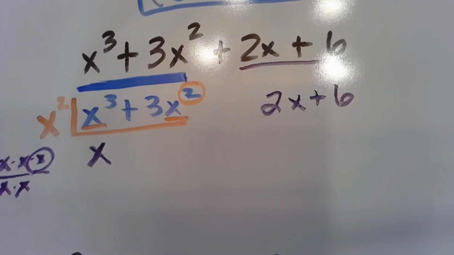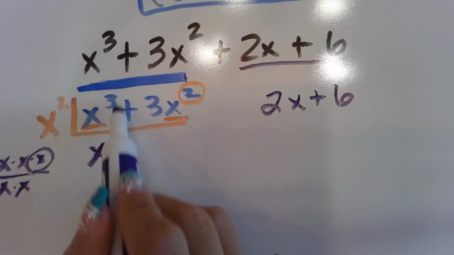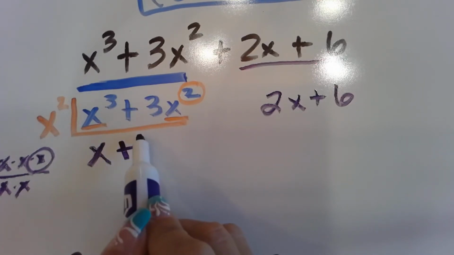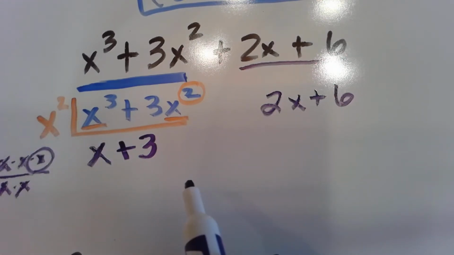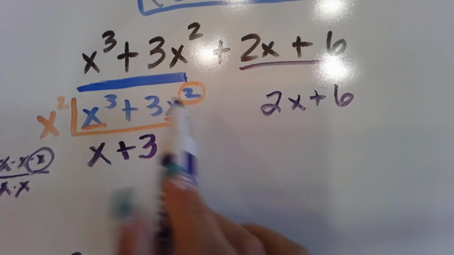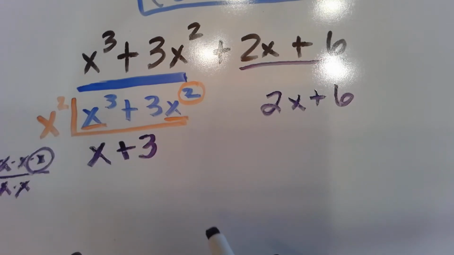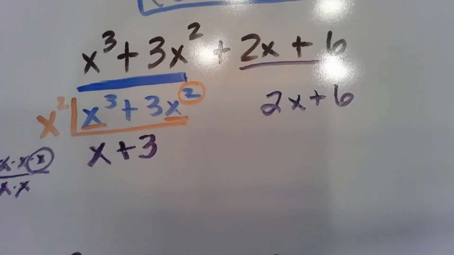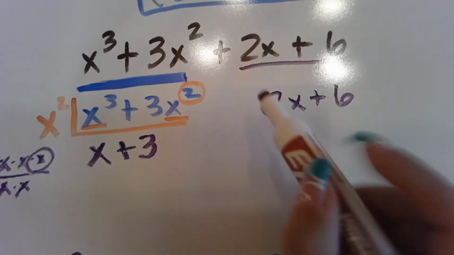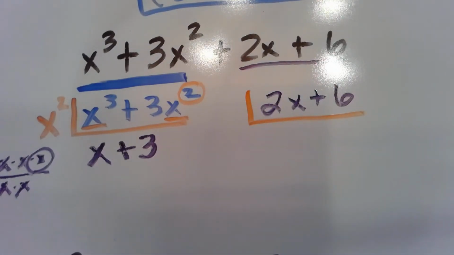Okay, and let's keep going. So we didn't do anything to our 3, so plus 3, and then x squared divided by x squared is 1, okay, because they cancel each other out. All right, we're done with this one. So now let's go ahead and look at this one here. Let's go ahead and factor this one.